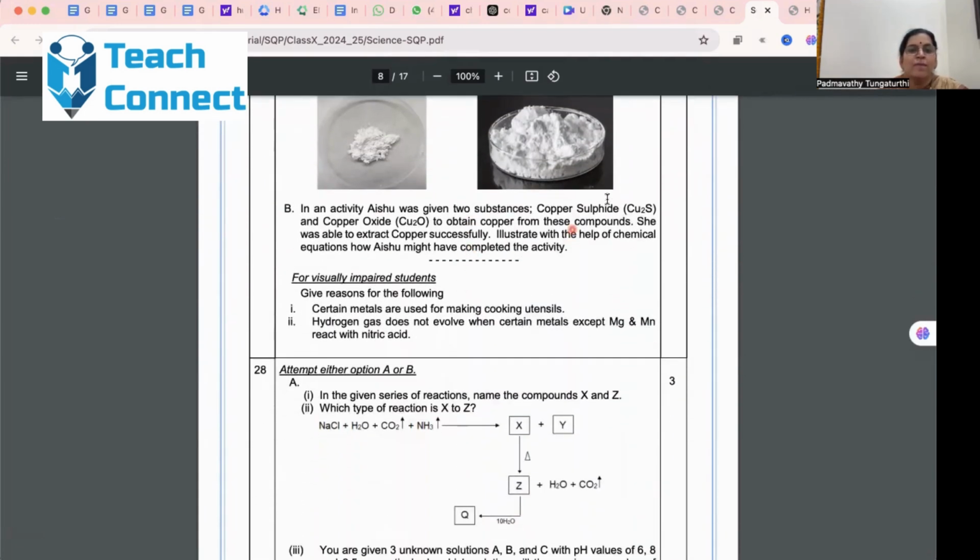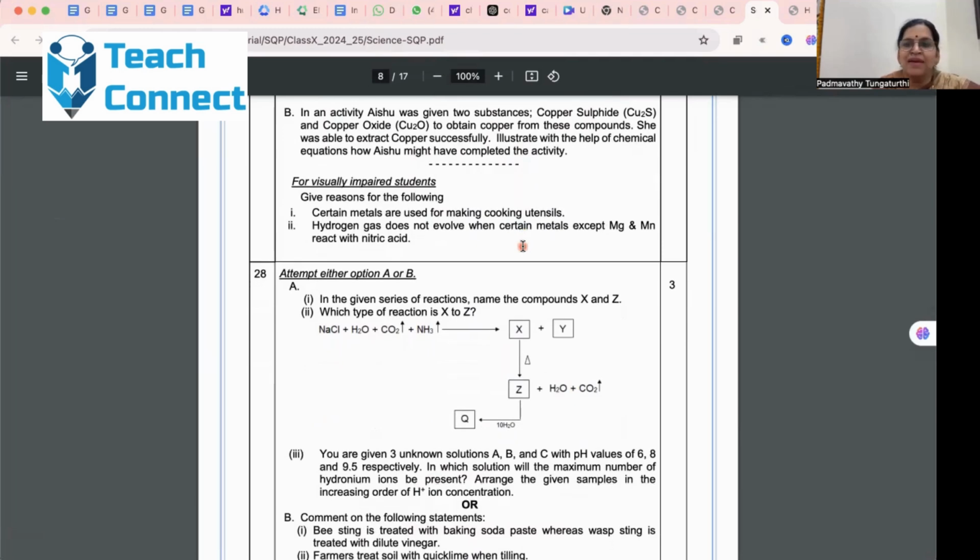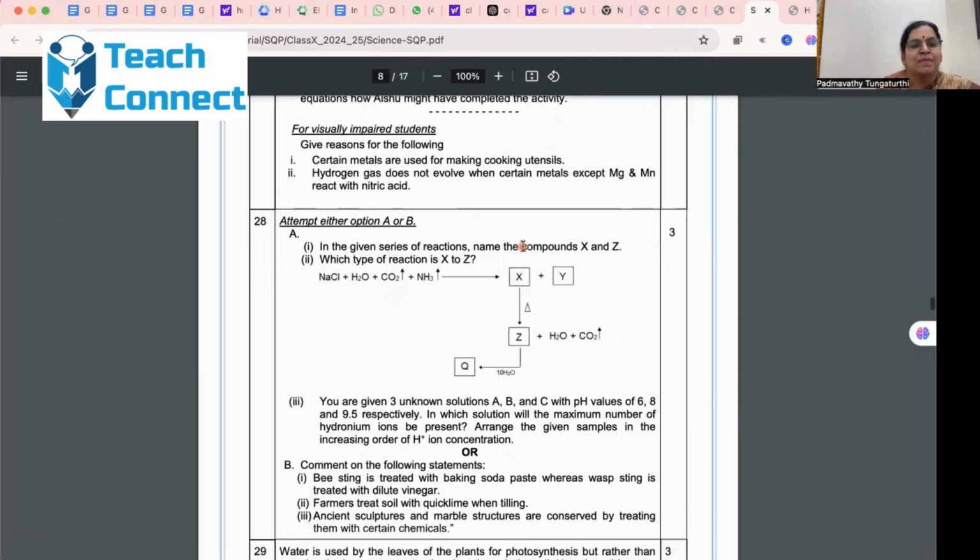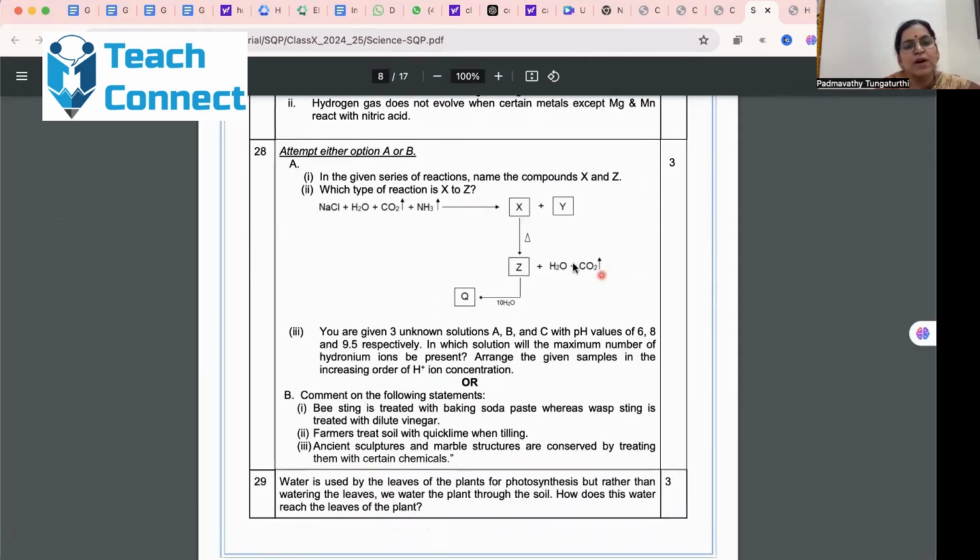Then they have copper sulfide and copper oxide to obtain copper from these compounds. She was able to extract copper successfully from copper sulfide only, by the froth flotation process. Whether the child is able to understand that sulfide ore will move with the froth is what is asked basically in this question. I get very happy when the student understands the question. And this is a continuous process.